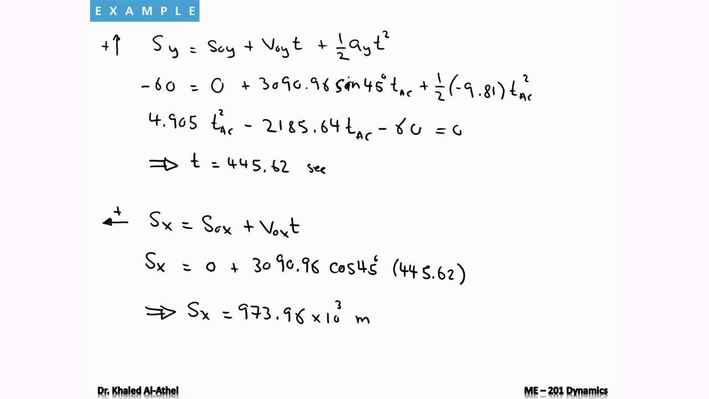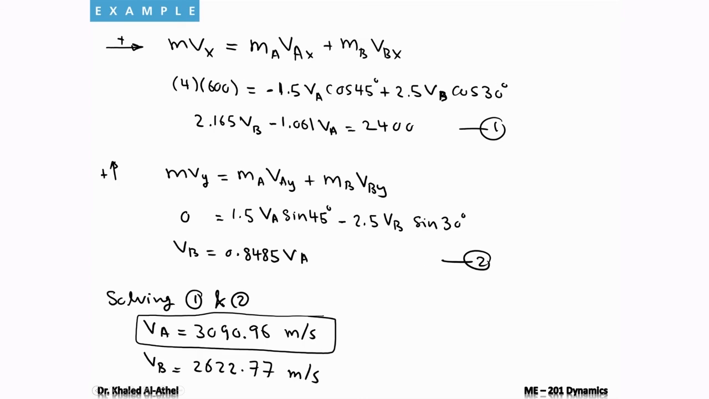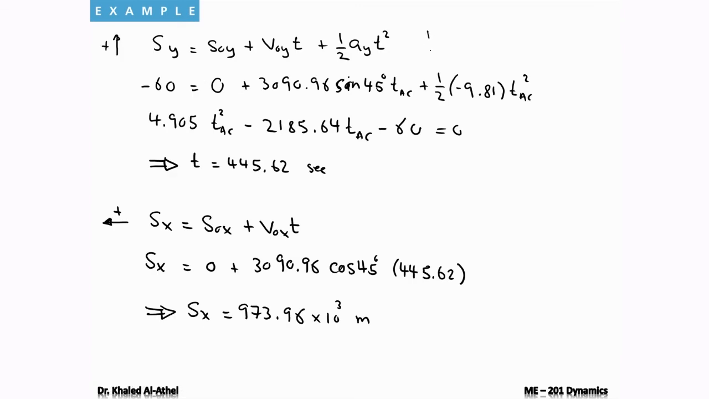So the importance of this example shows you that you can use conservation of momentum along with kinematics, in this case a projectile motion, to solve for certain outcomes. So always keep in mind that you can use kinematics and other equations along with the principle of impulse and momentum or conservation of momentum to solve problems.